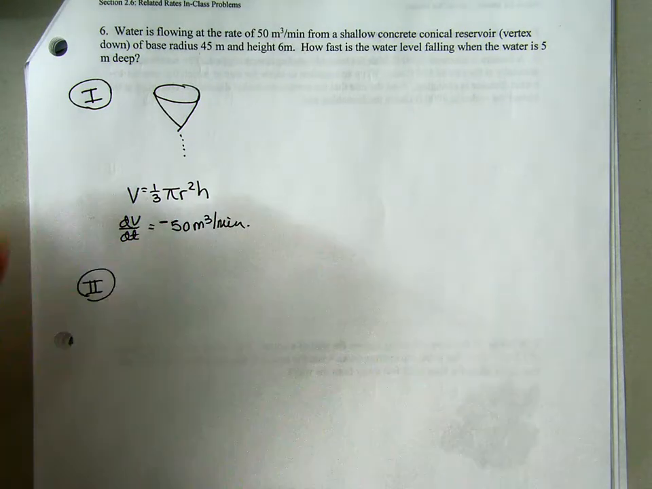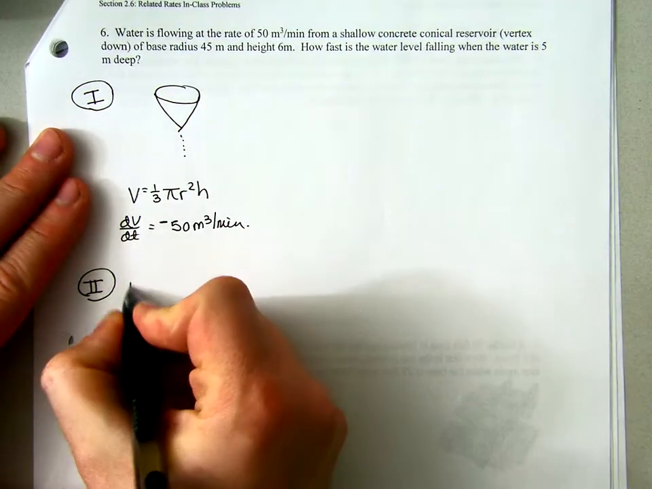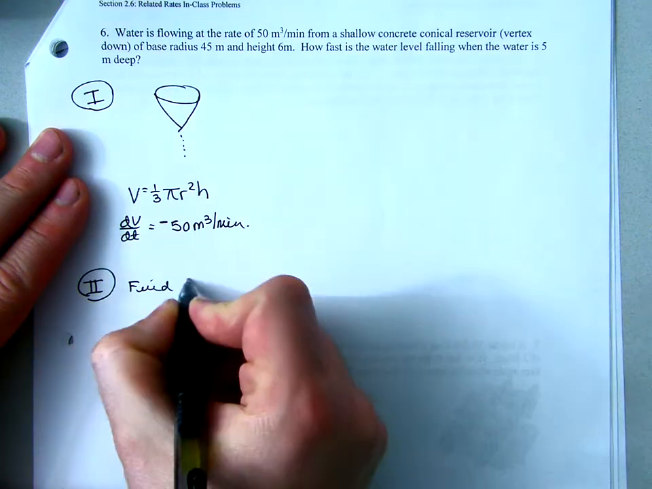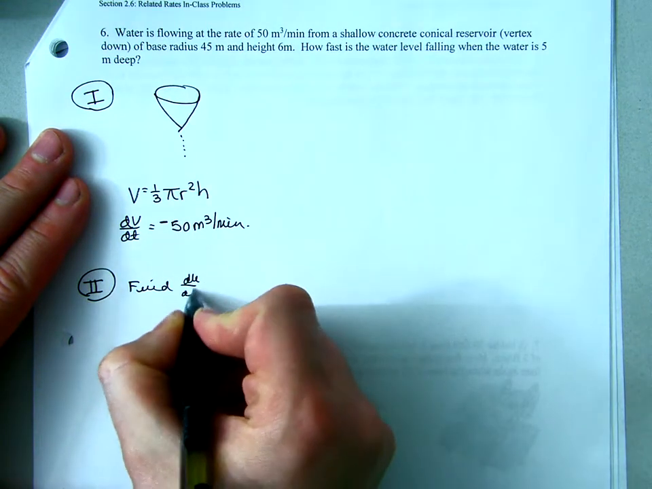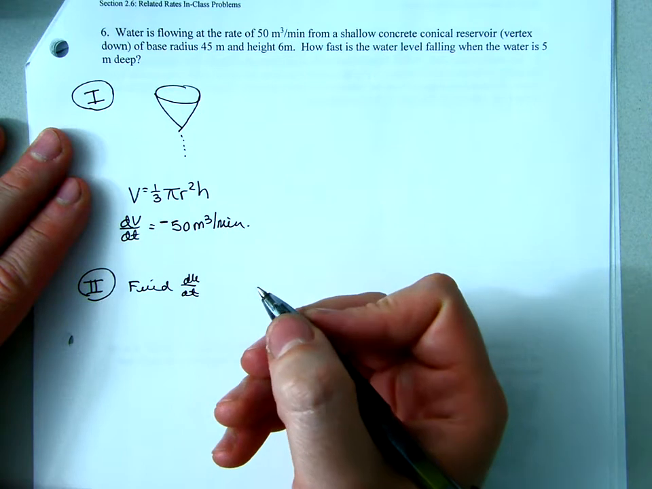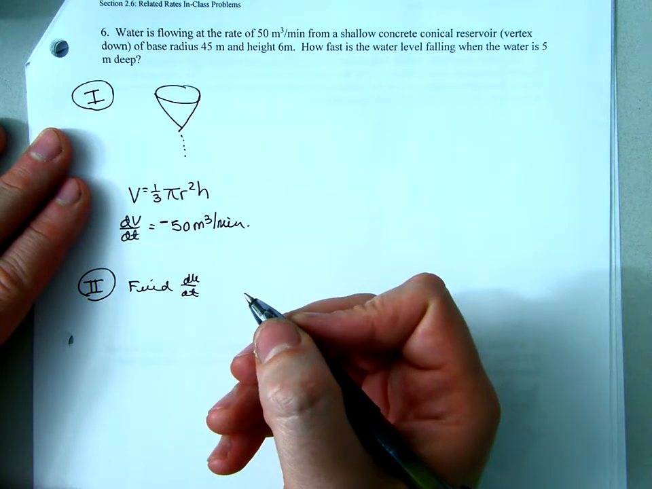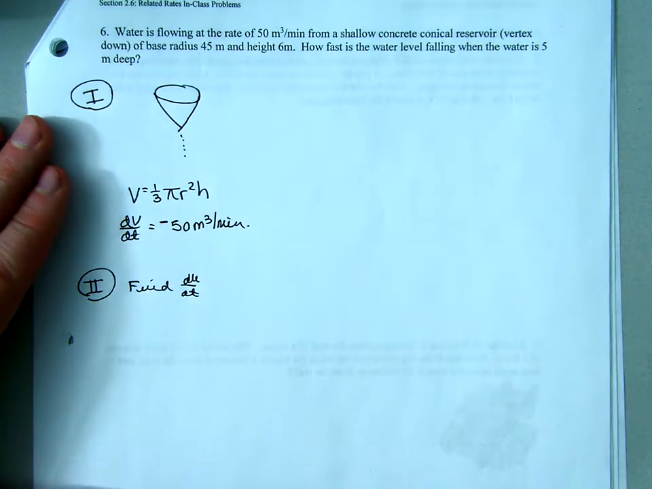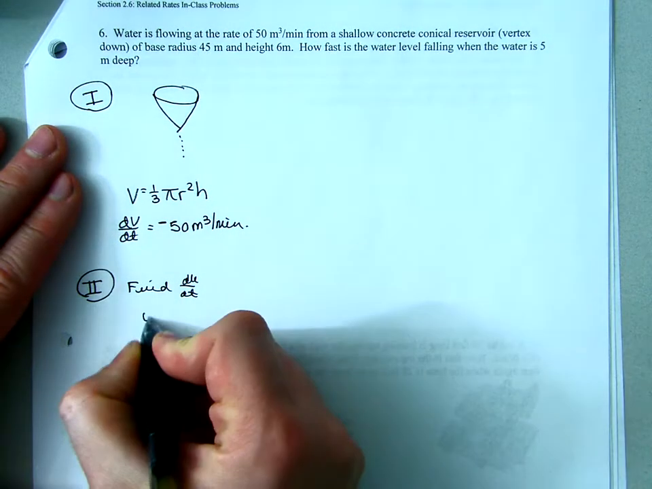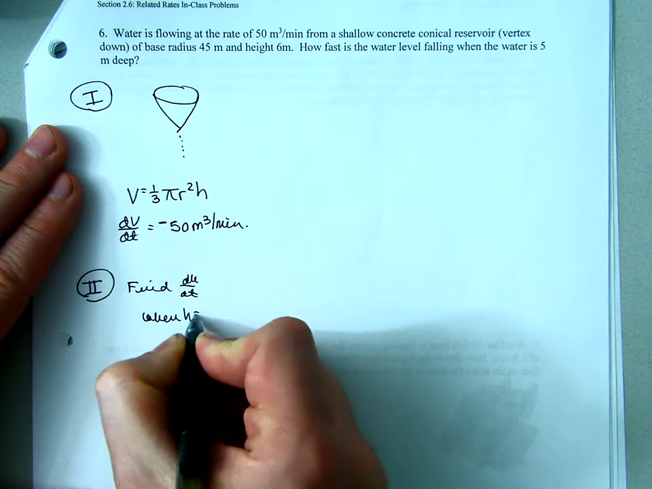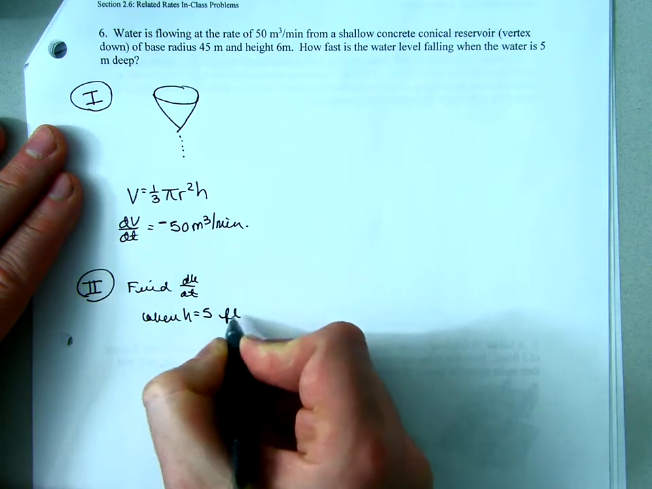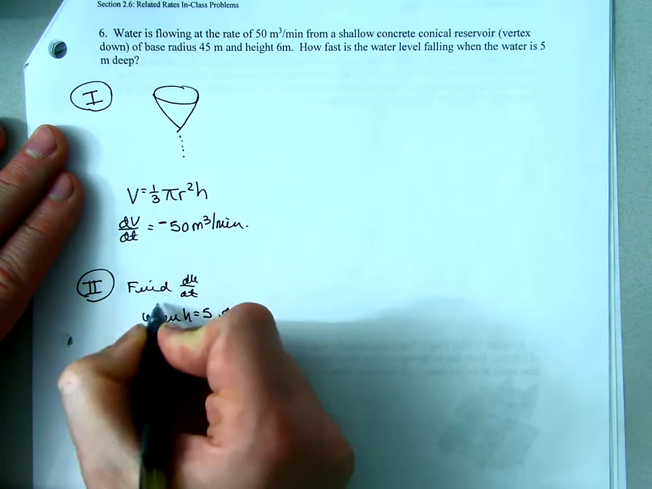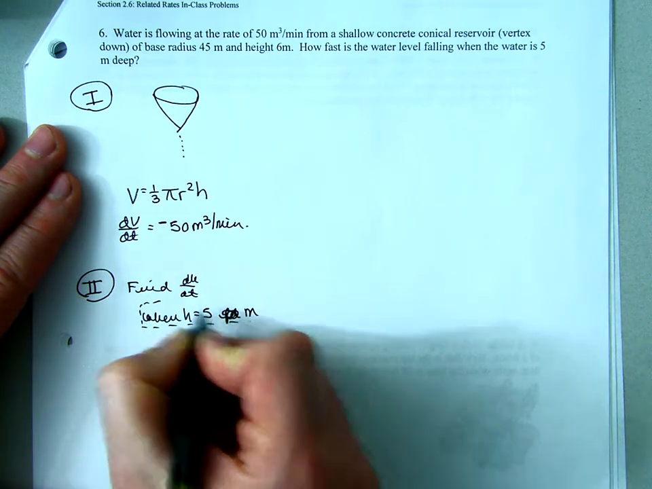dh/dt. I want to find dh/dt. When do I want to do that? When do I want to find dh/dt? When h equals 5. Okay, not feet. We are in meters. I want to find dh/dt when h equals 5 meters.